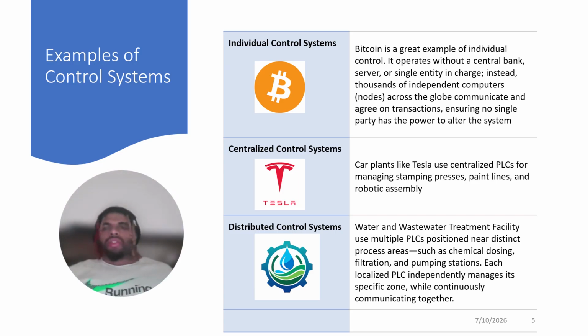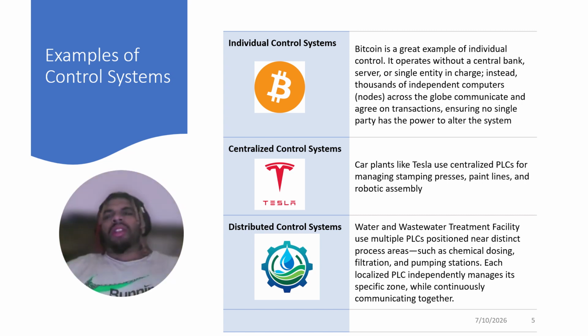Some examples of these control systems include Bitcoin. For individual control systems, Bitcoin is a great example of individual control. It operates without a central bank server or single entity in charge. Instead, thousands of independent computers or nodes across the globe communicate and agree on transactions, ensuring no single party has the power to alter the system. This is very important, especially when dealing with hackers and anybody that can break into the system, dealing with money.